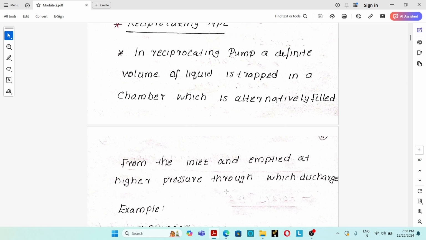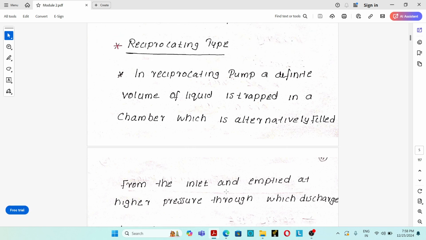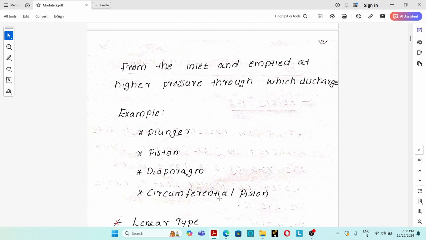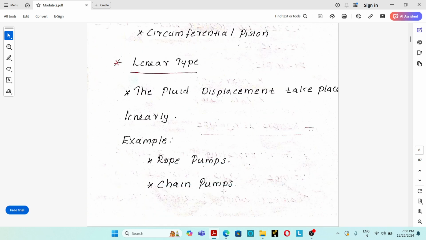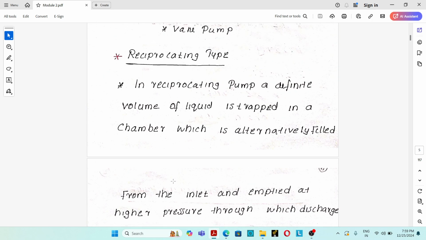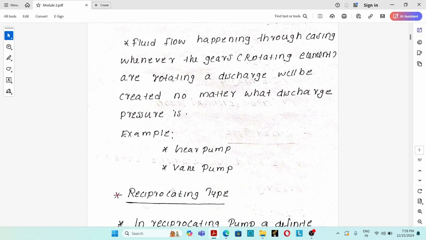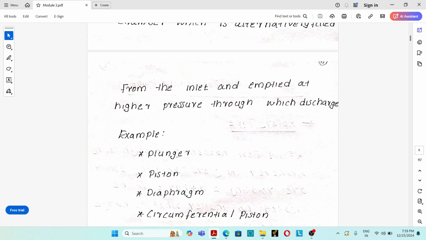In reciprocating type pump, the pumping element is reciprocating while the pump is working. For example, plunger pump, piston pump, diaphragm pump, circumferential piston pump, etc. In linear type positive displacement pump, the pumping element has a linear motion. For example, rope pump, chain pump, etc. So these are the three classifications of positive displacement pump. That's very important: they are classified into rotary type, reciprocating type, and linear type pump.